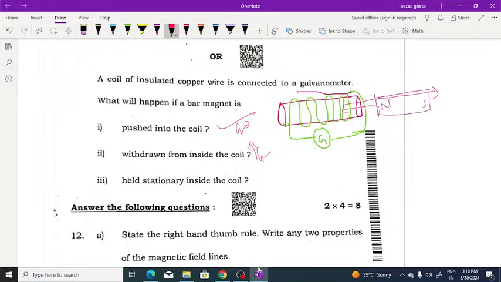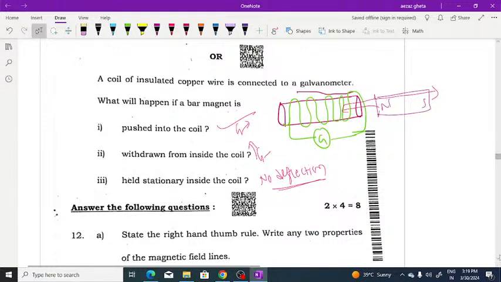If you keep the bar magnet inside the coil at rest, there is no current in the coil. The galvanometer needle will not show any deflection. This no deflection indicates that no current is produced in the coil. There should be a relative motion between the coil and the magnet. Understood? You got my point, everybody?